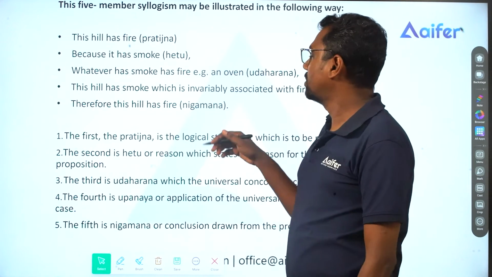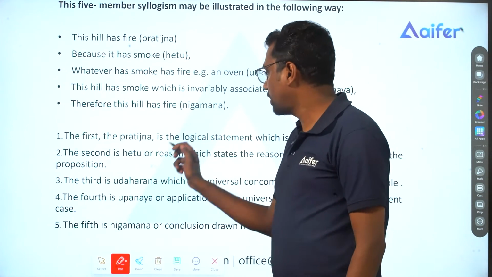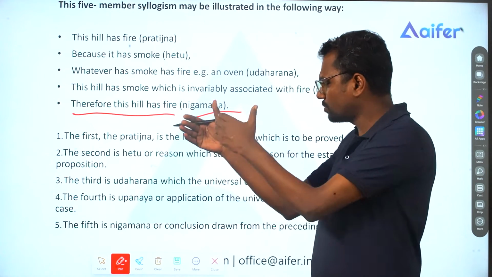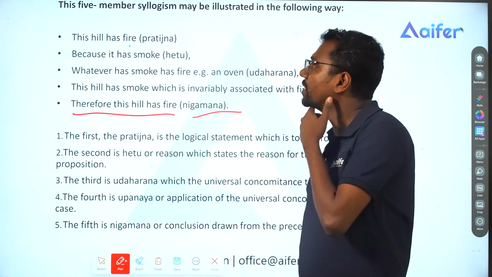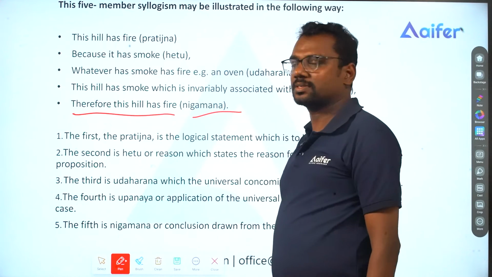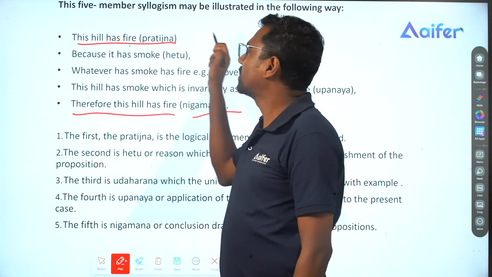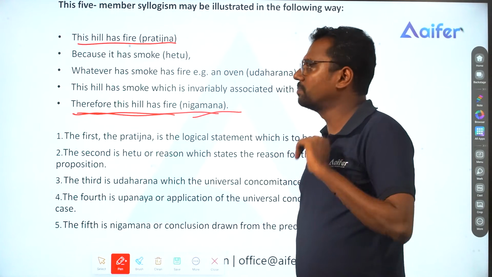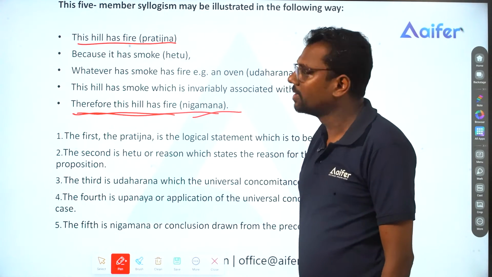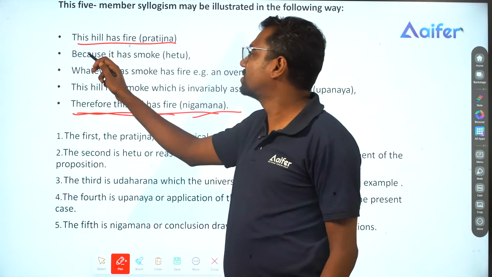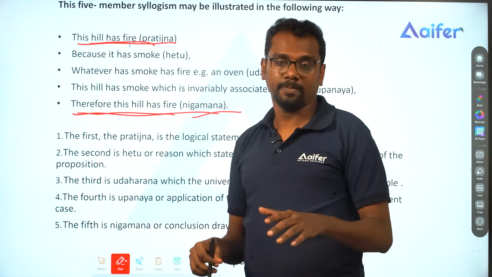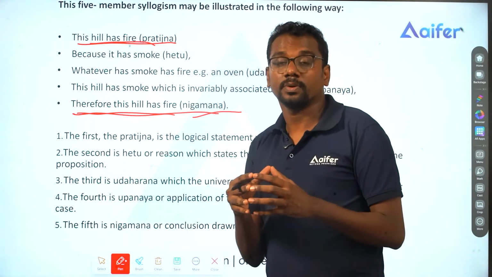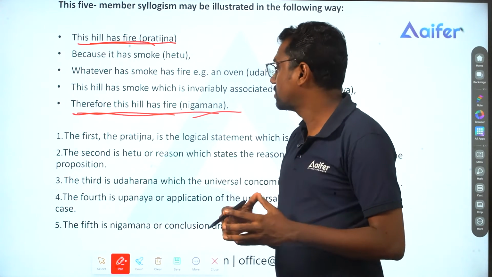And moving to the last one, the Nigamana. When it comes to Nigamana, we have, therefore this hill has fire. We may doubt what the difference is between Pratigna, this hill has fire, and Nigamana, therefore this hill has fire. It's simple. Here, Pratigna is something like a hypothesis. This hill has fire is just a statement.